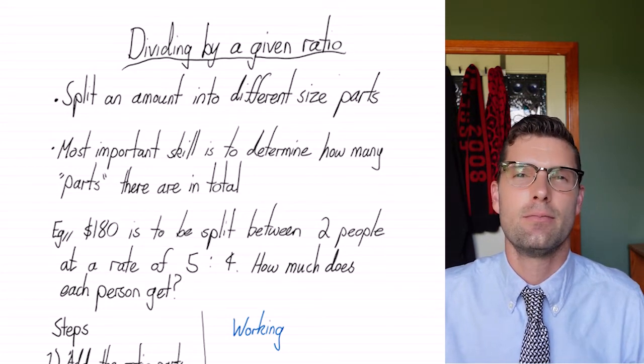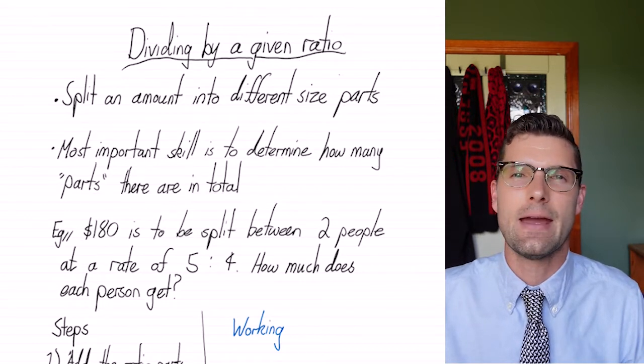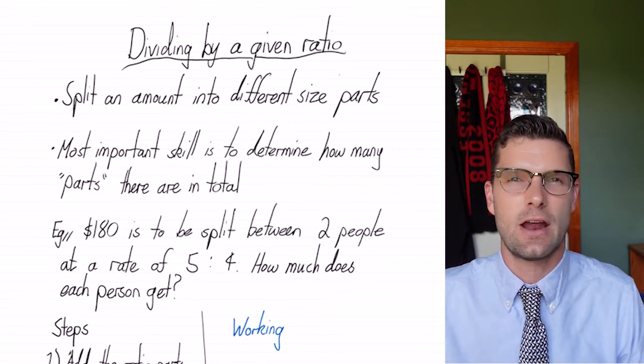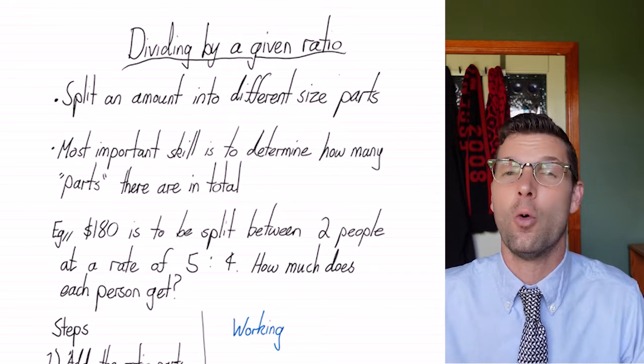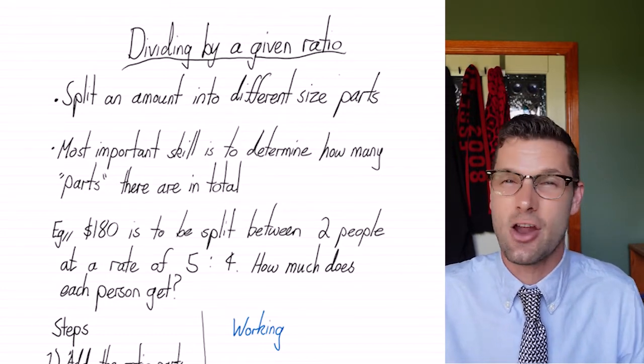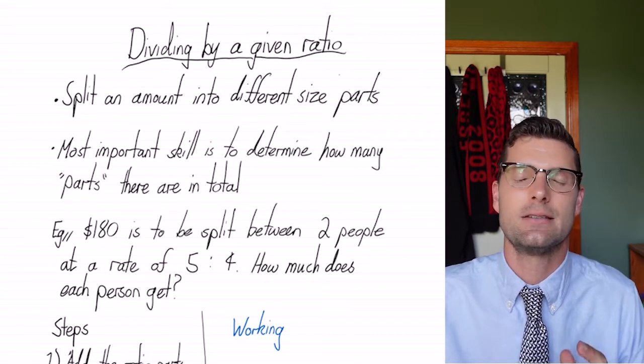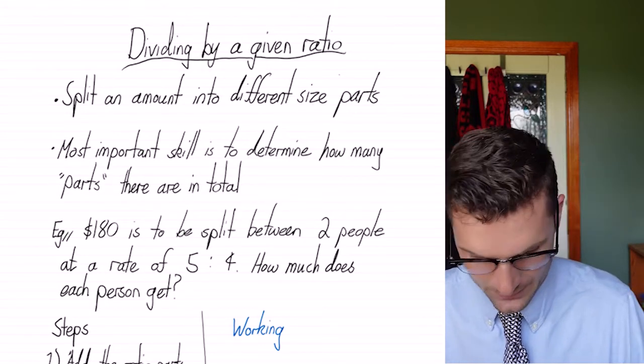You and a friend make 180 bucks for doing work, but you do slightly more work than them. And the way that you've done a bit more work is 5 to 4, or that's the ratio of work that you've done. So it's not fair that you guys get 90 bucks each. You should make a little bit more money. And we're going to see how much more you should make.